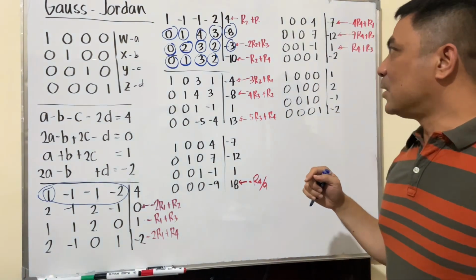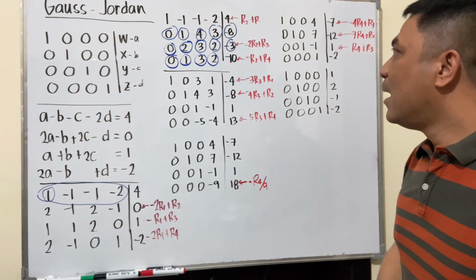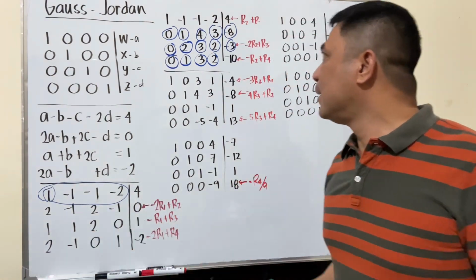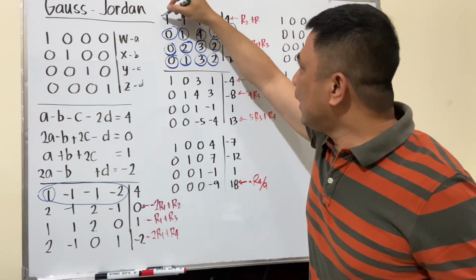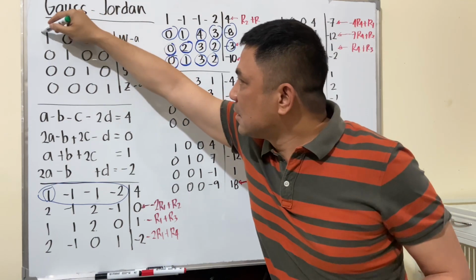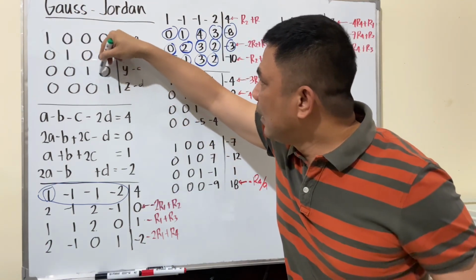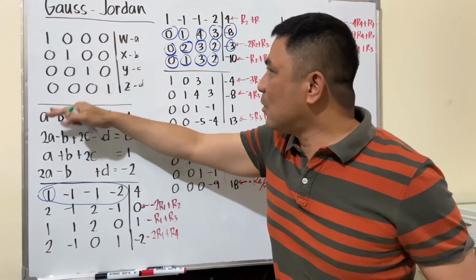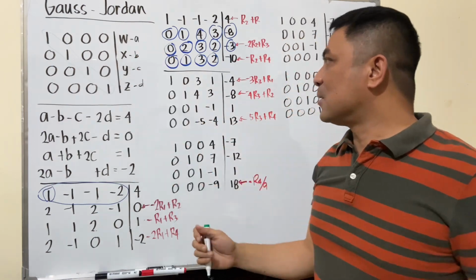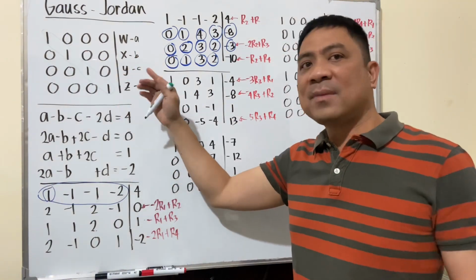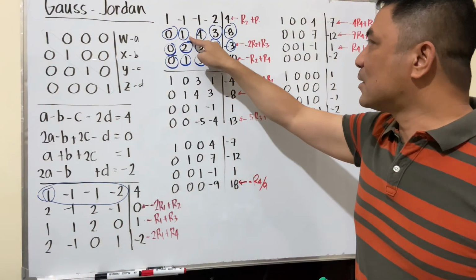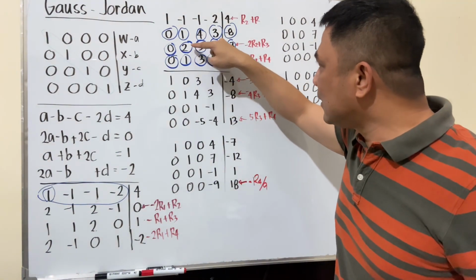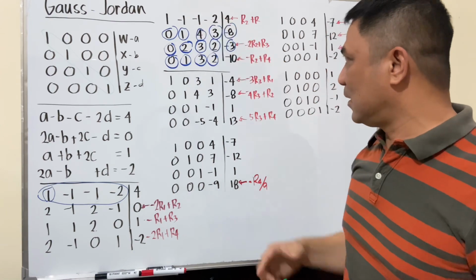So the next one is how you can make this one, since your target is to make this diagonal 1, below are all zeros and above are all zeros. So diagonally 1, below 0, above 0. So you already have 1 here, so we have to make this 0, and this one 0.